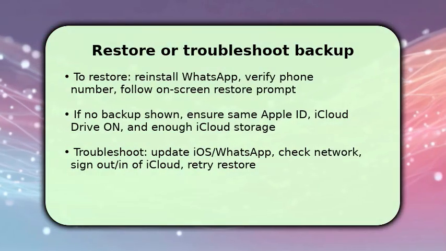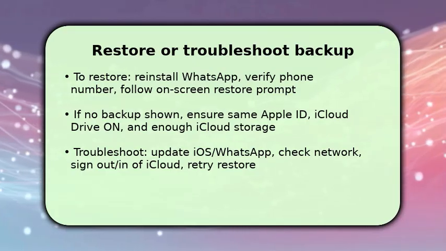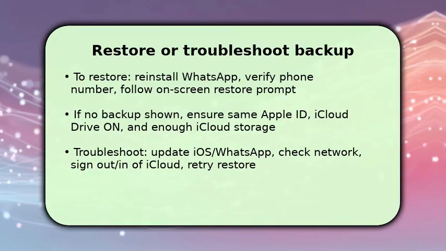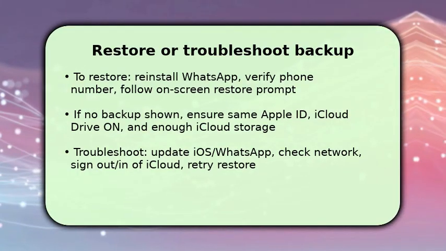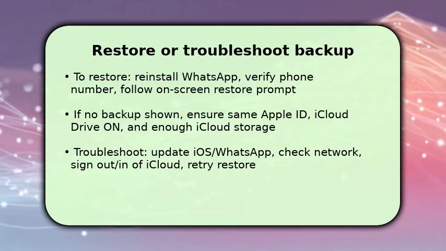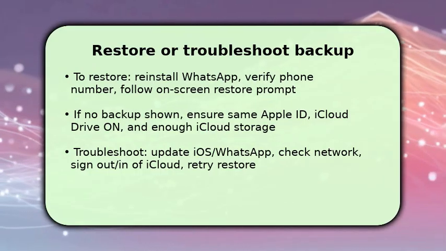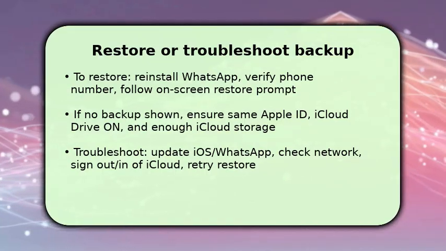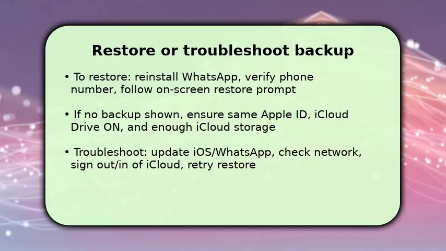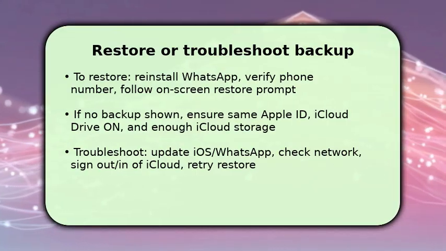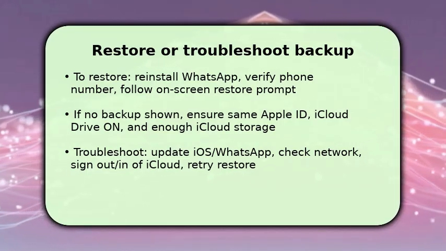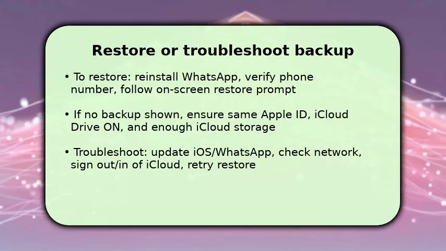You finish by restoring and handling common failures so you get the messages back. To restore, delete and reinstall WhatsApp, verify your phone number, and accept the restore prompt when it detects the iCloud backup. If the backup does not appear, make sure you're on the same Apple ID, iCloud Drive is on, and there's sufficient iCloud storage. Those are the usual blockers. If issues persist, update iOS and WhatsApp, check your network, sign out and back into iCloud, and then retry the restore.